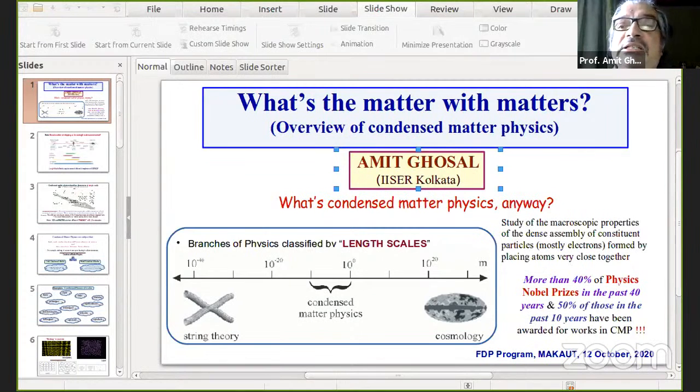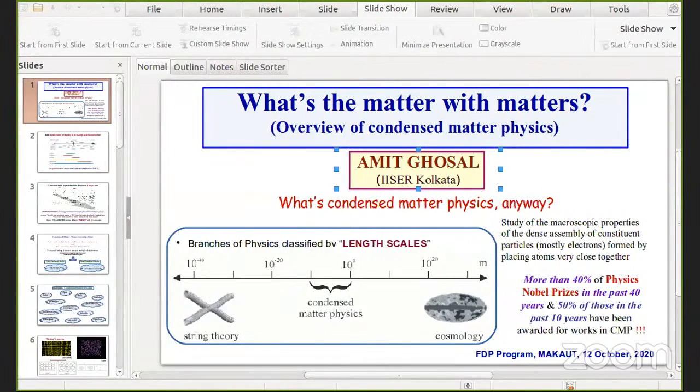So, let me see if I can get a pointer here. Can we increase the volume if possible? I am unable to find the pointer, but I think this is working. Is it? Yes, sir. The mouse pointer is working. Yes, sir.